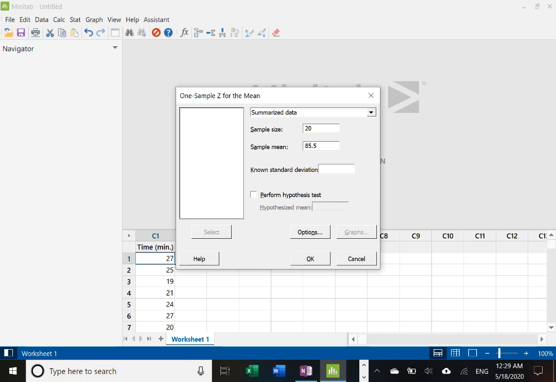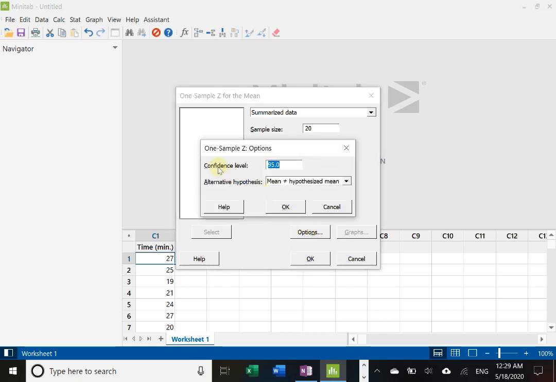Just going to type 85.5, and this known standard deviation is 19.3. See, we inputted summary information. Now, we do not want to perform a hypothesis test. Let's go to options here. Click on the options, and there you go, confidence level. We're going to change that to 99.